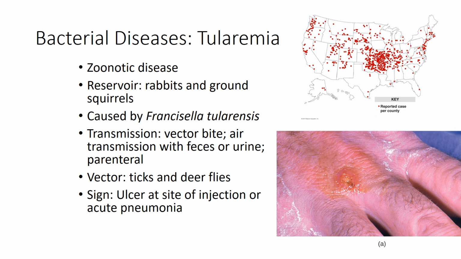Tularemia is important because it's a zoonotic disease, meaning that it lives inside of a reservoir of animals, rabbits and ground squirrels. This particular infection is then transmitted when a tick or deer fly bites the animal and then bites a human. The most characteristic way that you know that tularemia is the suspect is you will see this ulcer forming at the site of the injection.